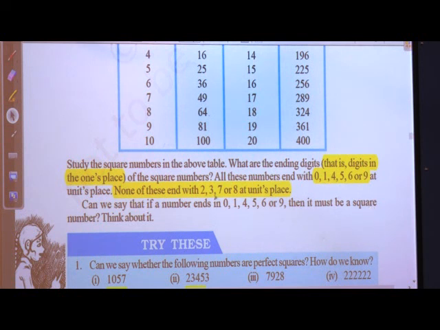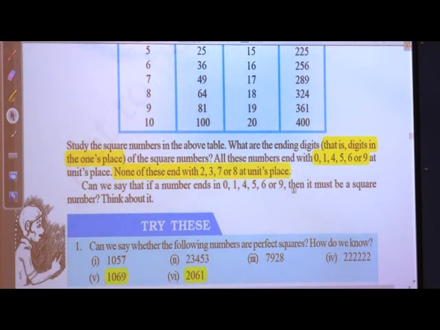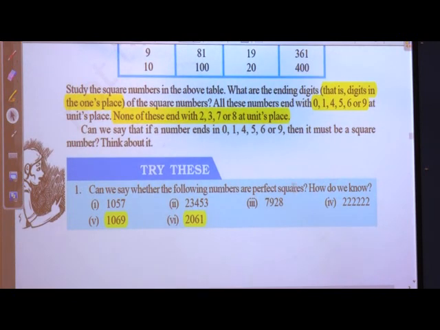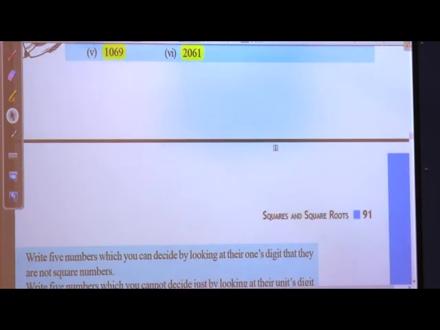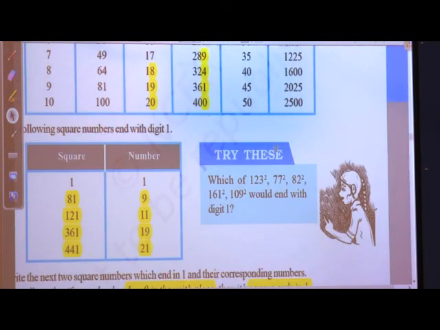Then what about 2, 3, 7 or 8 at the units place? No, they are not perfect squares. If these digits are at the units place, we cannot say that the given numbers are perfect squares.